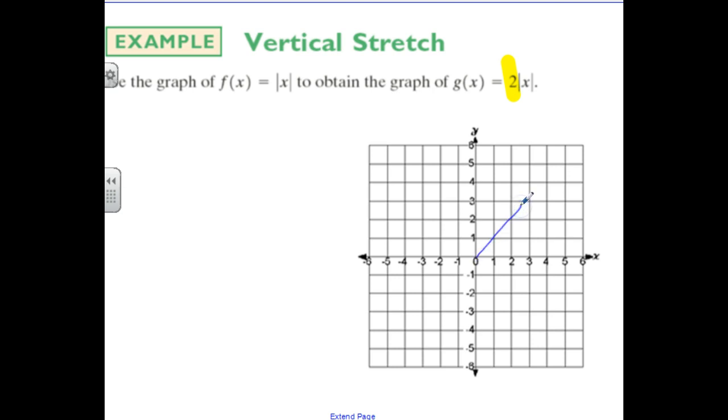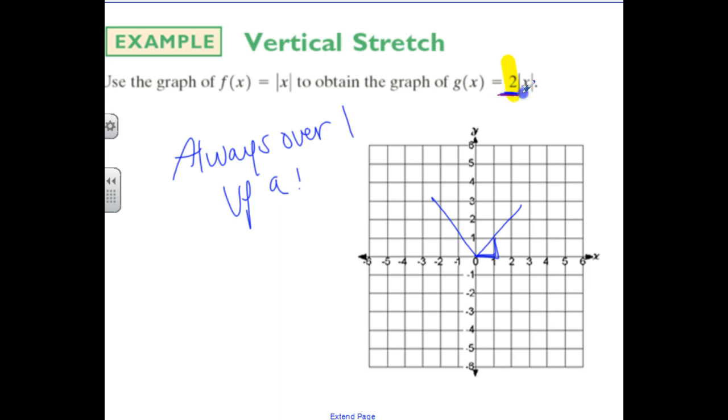So the original function looks like this, over 1, up 1. But this actually now says don't go over 1, up 1. This 2 says go over 1, and it's always, here it comes, always over 1. And then it's up your a distance. It's always over 1 though. So I'm going to go over 1, but I'm not going to go up 1 this time. This says, I'll do it in purple, over 1, up 2. And you can see that's vertically stretching, making it more narrow, and I like that.